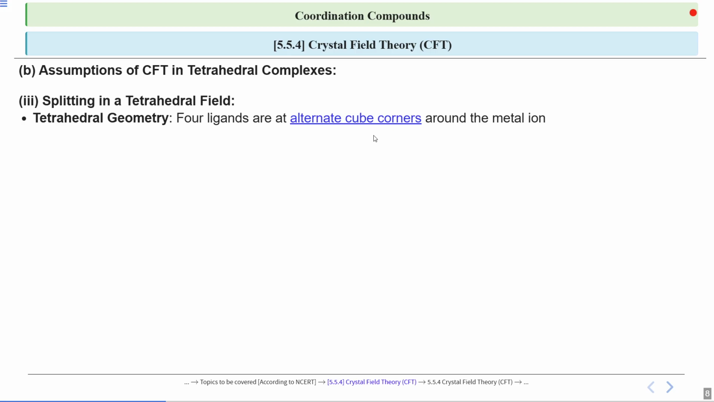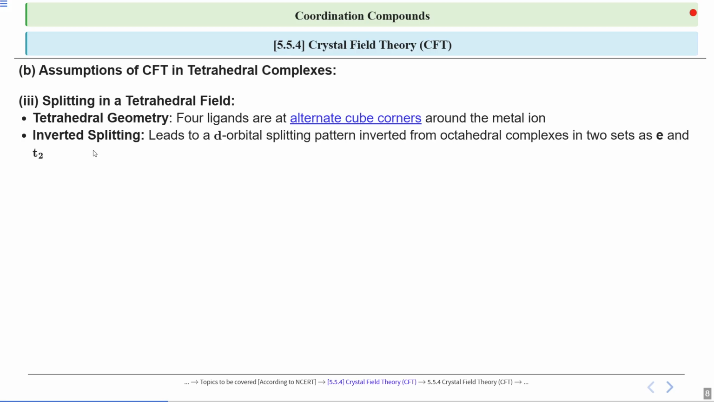So when you take the square in the 3D form, that forms a cube, and we are saying that alternate cube corners are going to be occupied by the 4 ligands around the metal ion, and consider the metal ion is at the center of that cube. Okay, inverted splitting. Now, why are we saying inverted splitting?